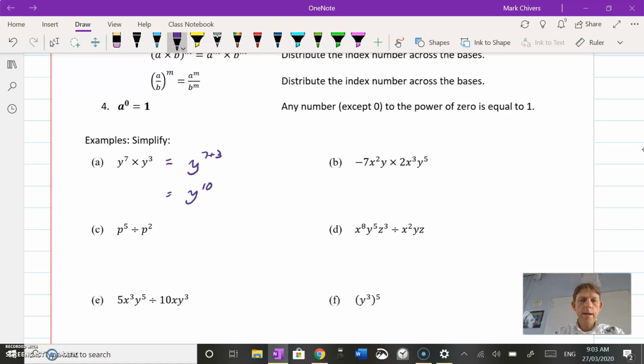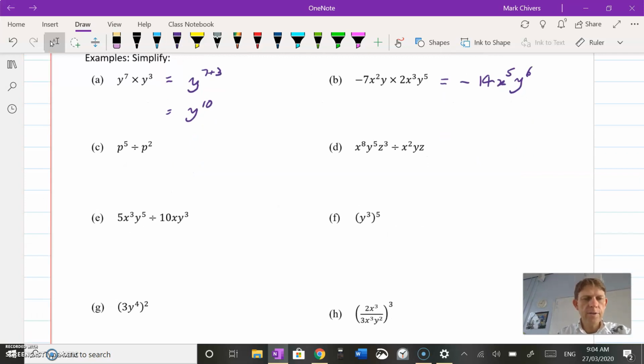Now, when we've got lots of numbers and lots of letters, the general best way to do things is to deal with the numbers first. So 7 times 2 is negative 14. x squared times x to the power of 3. We've got the same base, we add the indices. 2 plus 3 is 5, so we end up with x to the power of 5. And remember that y without an index is just y to the power of 1. So y to the power of 1 times y to the power of 5. We add 1 plus 5, and we're going to get 6.